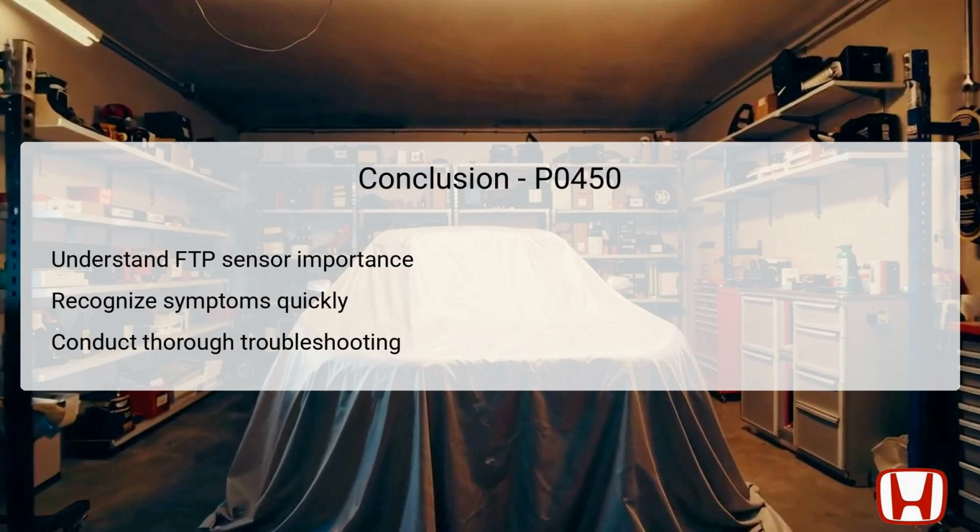In summary, understanding the role of the FTP sensor within the vehicle's EVAP system is crucial for diagnosing DTC P0450 effectively. Timely recognition of symptoms, such as poor fuel efficiency, check engine light activation, or emissions issues, can lead to quicker resolutions and necessary repairs. Conducting thorough troubleshooting steps as outlined, from initial diagnostics to the final verification, ensures that root causes are identified and rectified. Regular preventive maintenance must not be overlooked, as it can save both time and costs down the line.